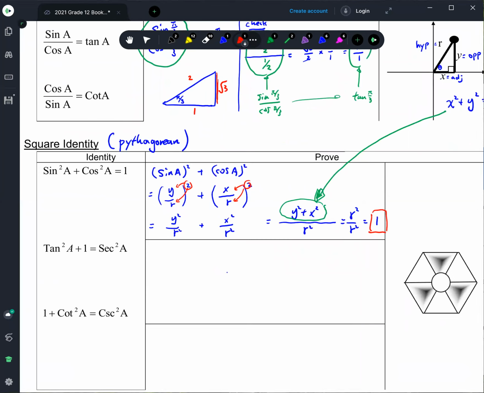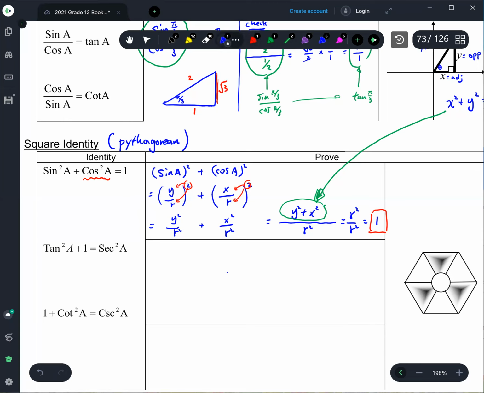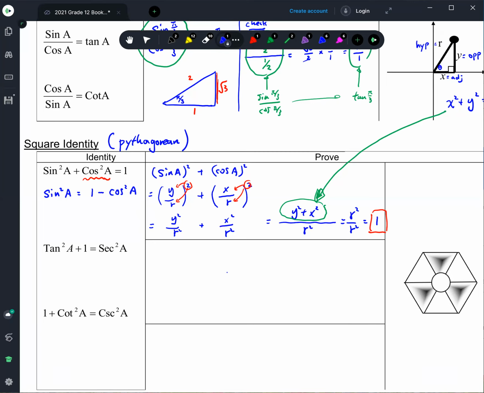And then this identity is not limited to this. Sine squared plus cosine squared equals 1. The left side equals the right side, but you can move them around. It will still stay equal. For example, I could move the cosine squared to the other side, kind of like an equation. You can move things around, they will stay equal. So you could have sine squared A equals 1 minus cosine squared A. We just move the cosine squared to the other side.